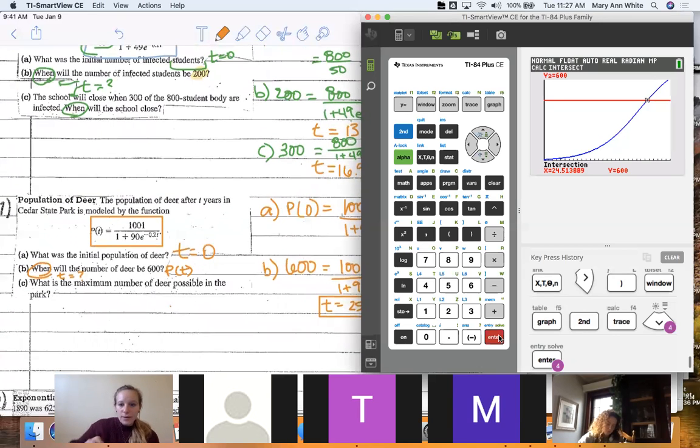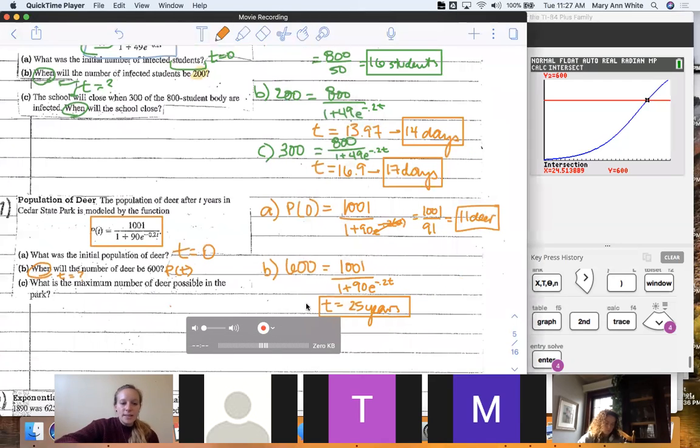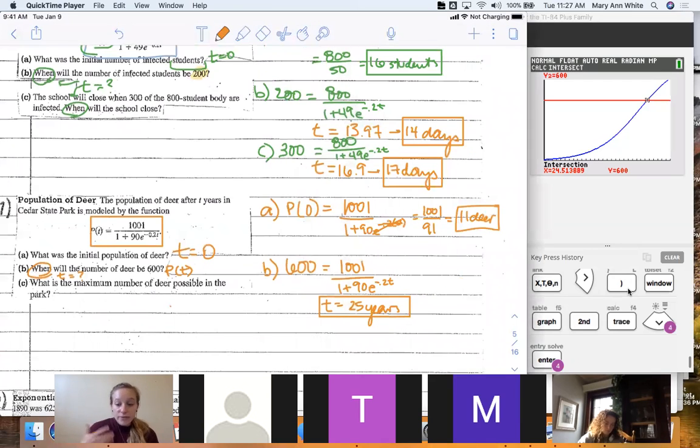And then letter C, we don't even need the calculator for. It says, what's the maximum number of deer possible? We've done a lot with logistic functions, and we keep talking about this limit to growth, the ceiling that I'm never going to get higher than. Whatever's in the numerator is that ceiling to growth. That's my limit to growth. It's the ceiling I can't go above. That's my maximum number of deer. So by just knowing what I know about logistic functions, I know that the maximum number of deer is 1001. I'm just going to write that. And I'm going to remind myself it's the limit to growth in case I don't remember how I knew that when I go back to look at my notes. Limit to growth.